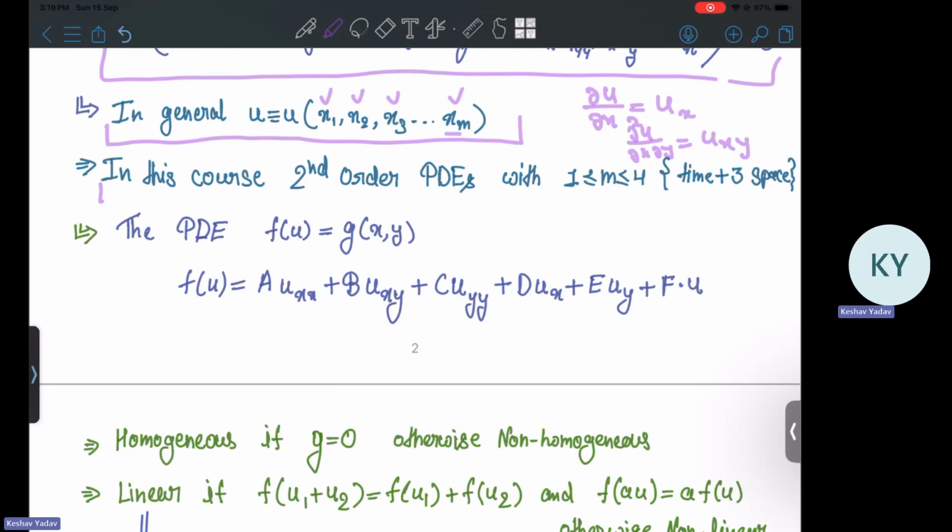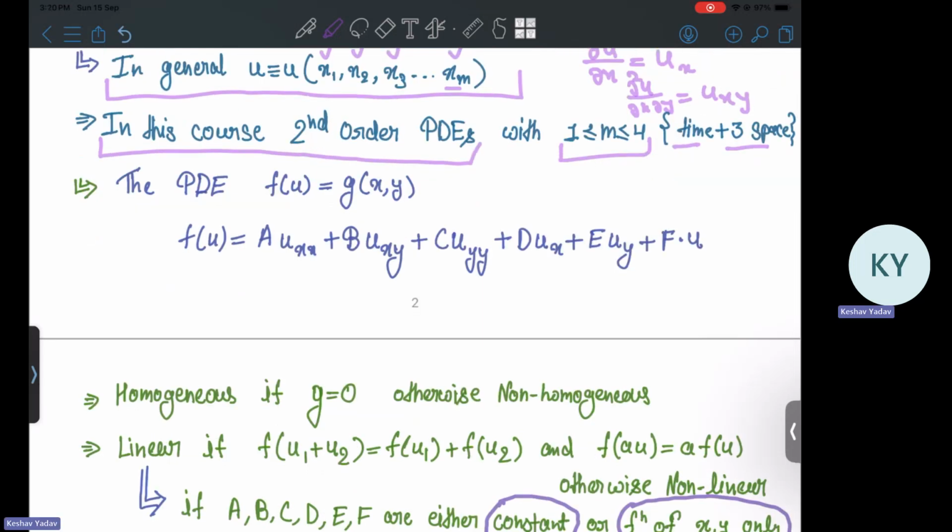But in this course, we will see only second order PDEs with at most 4 independent variables, that is time plus 3 space coordinates. So the PDE, f of u equal to g of x, y. In general, PDEs can be written like that.